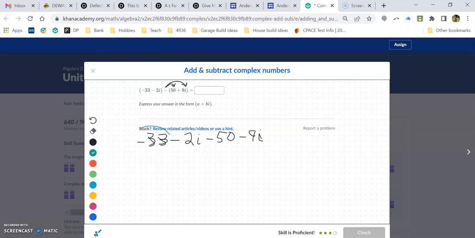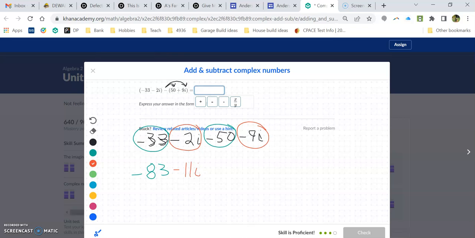So let's look at our like terms. Negative 33 minus 50. We have minus 2i and minus 9i. So let's do our non-i terms first. Negative 33 minus 50 is negative 83. And negative 2i minus 9i is minus 11i. There we go.